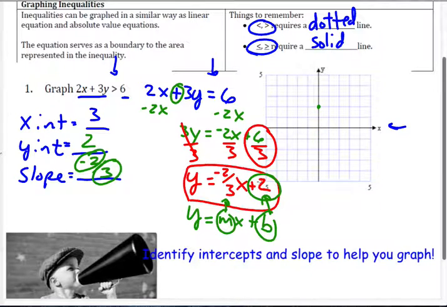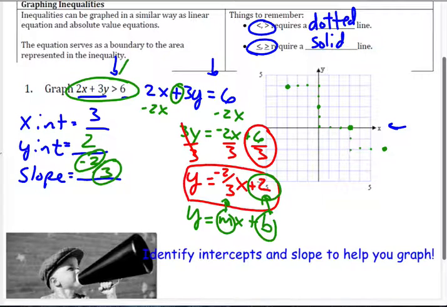So down 2, over 1, 2, 3. There it is. And you can do it again: down 2, over 1, 2, 3. Or you can go backwards, up a positive 2, but back a negative 3. And this is the original line that we're graphing, or inequality. We just put it in slope-intercept form is all.